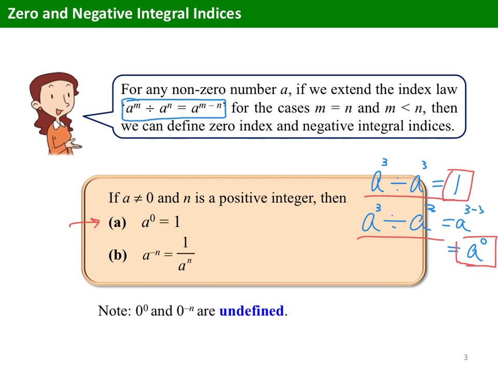For the second formula, 1 over a to power n is equal to a to power 0 over a to power n, because 1 can be expressed as a to power 0. Use the same formula again, which is a to power 0 minus n, equal to a to power negative n. So we have these two results.